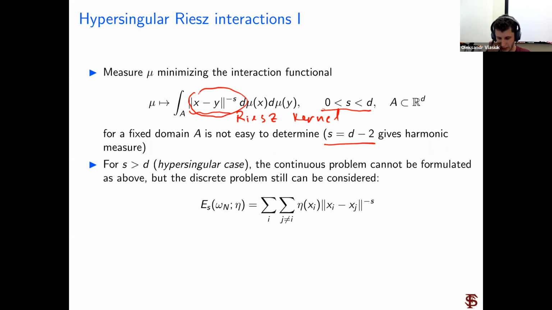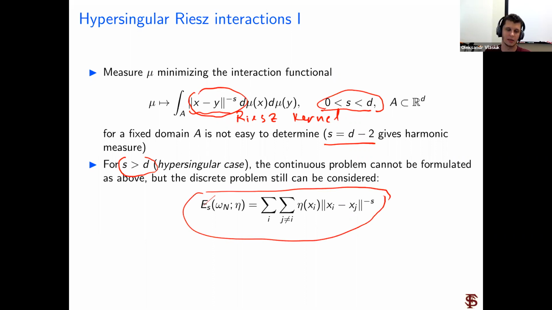Now, what you can do instead is study the case of large s. So this was small s. What we are going to do is to study interactions like this. For discrete configurations omega n, you can make up sums like this. It doesn't matter what the exponent is because we're not taking the interaction of a point with itself. So it is meaningful to talk about what minimizes such interactions over omega n's.